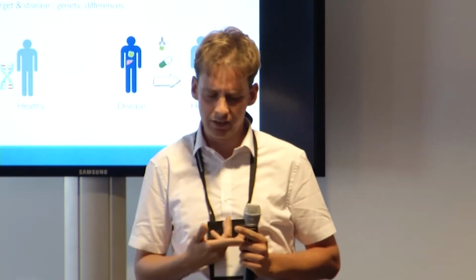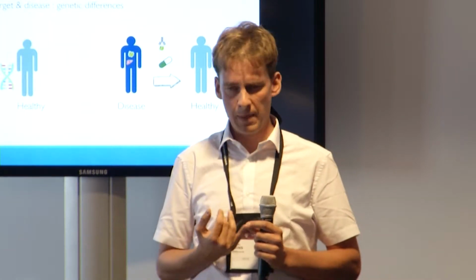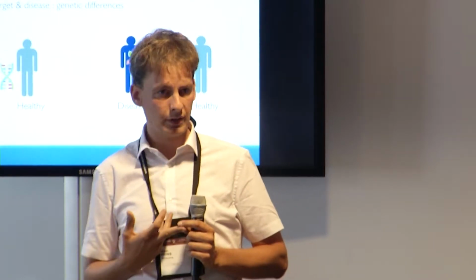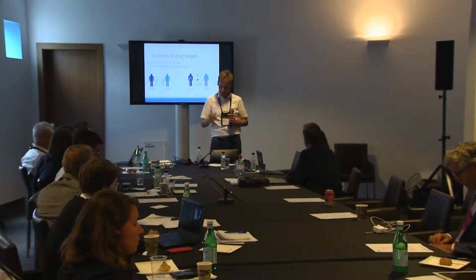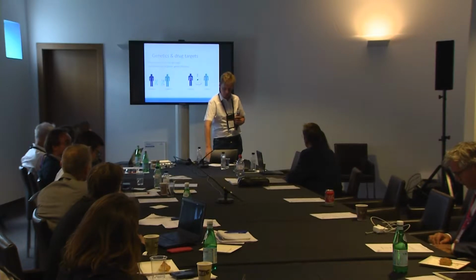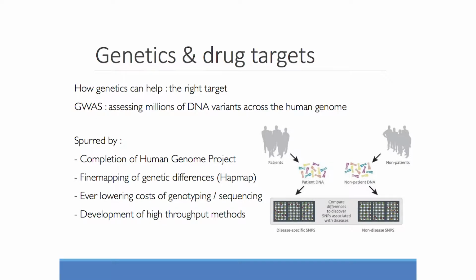So there are 3 very simple steps. First, you try to map the genetic differences between the healthy part of the population and the disease population. Then you try to understand how these differences lead to the disease. And then the third step is to actually find a drug target that can reverse this entire process in the population. So, a lot of you have heard about GWAS, probably at the conference as well.